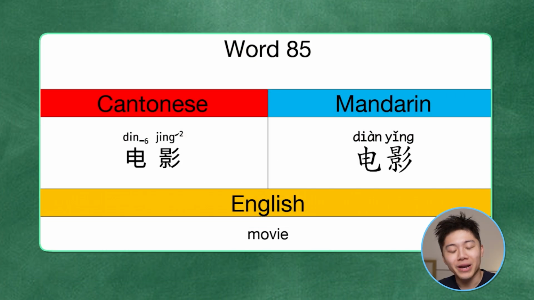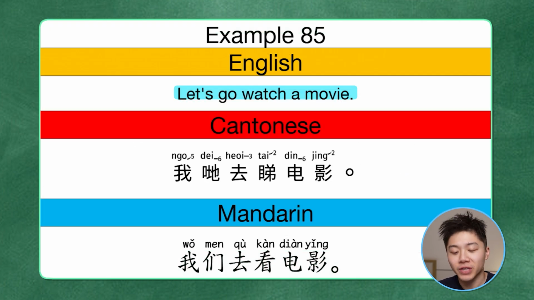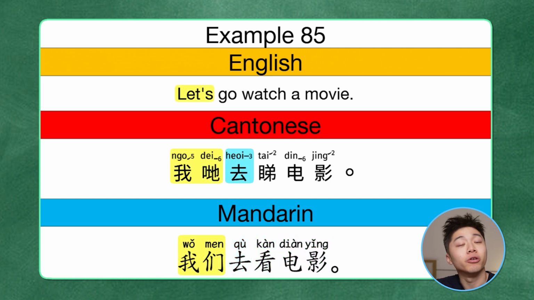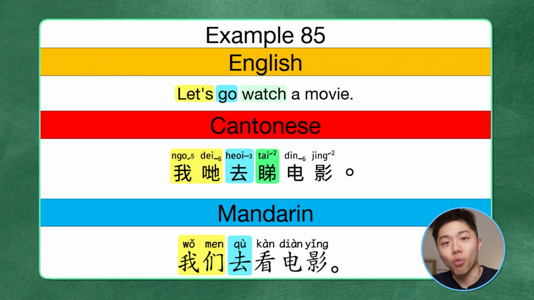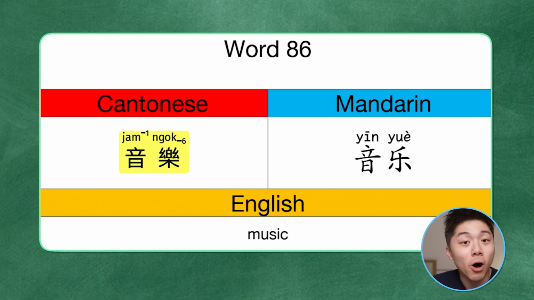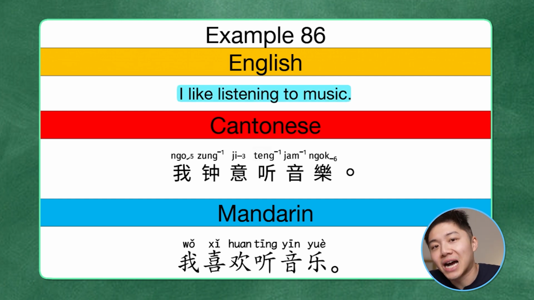So next is movie. 电影 in Mandarin. So for example, let's go watch a movie. In Cantonese, 我哋去睇電影. In Mandarin, 我們去看電影. 我哋 is we in Mandarin, 我們. 去 means to go in Mandarin. 睇 means to watch in Mandarin, 看. And then 電影 means movie in Mandarin.